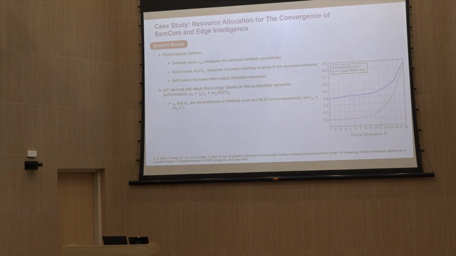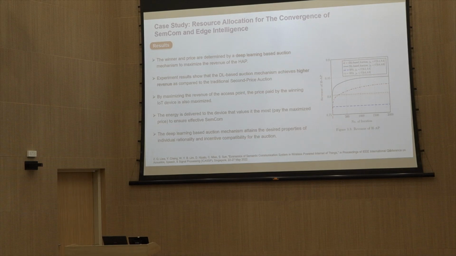We look at the performance metrics: the similarity score that measures the sentence similarity semantically, and the BLEU score to measure the exact matching of words in the recovered sentence. Both scores decrease when the output dimension decreases. So the IoT device will value the energy based on the achievable semantic performance, which is the weighted sum of the similarity score and the BLEU score. The performance shows that when we have more output dimensions, for example, the more energy that we receive from the hybrid access point will result in better semantic performance, including the similarity score and BLEU score.